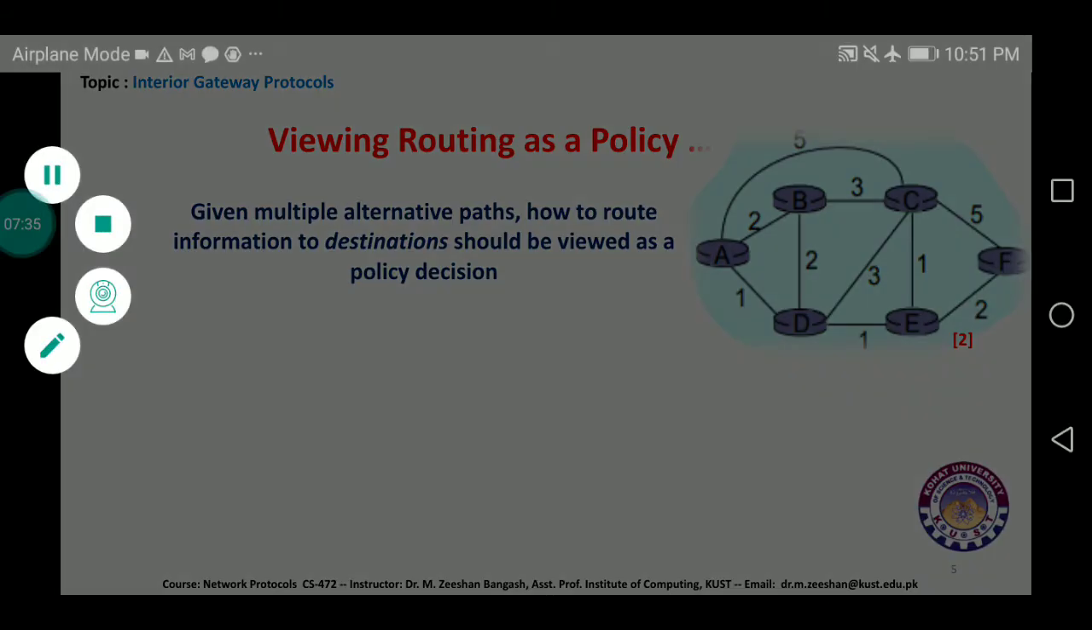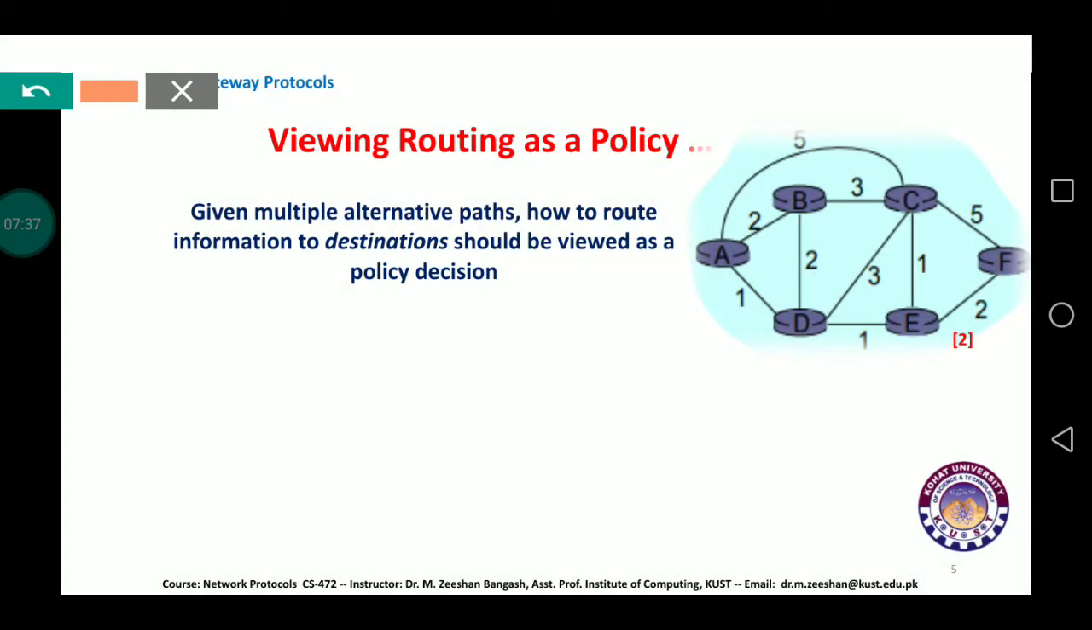So let's consider that you are at node B, and your destination is F. You have two paths, and one of the paths is selected to transmit data or to move that data towards its destination. So this is basically the policy decision of that routing algorithm, that the selection of that path is based on some criteria. So every routing algorithm has a policy decision.